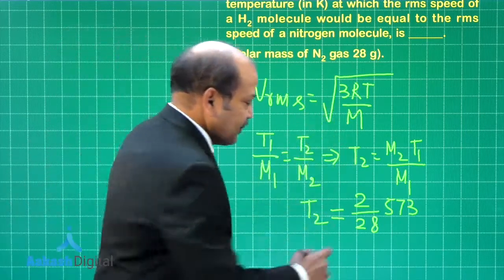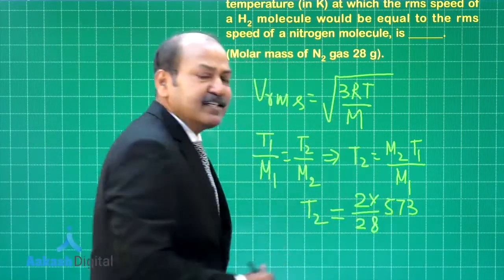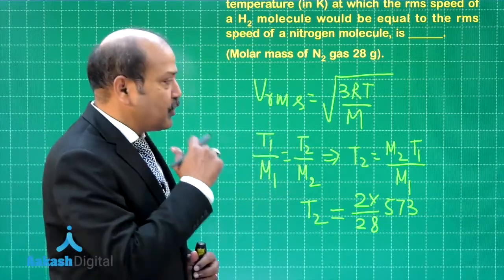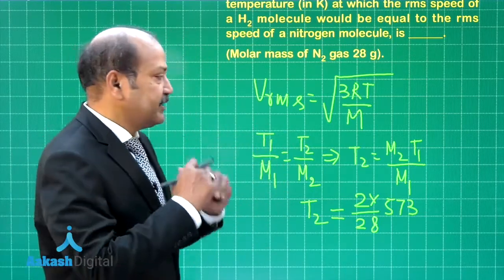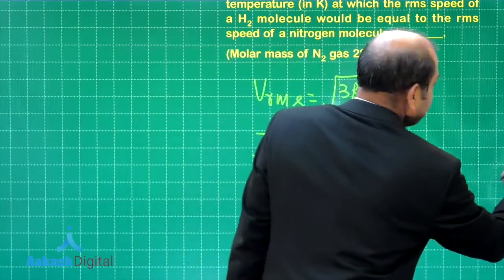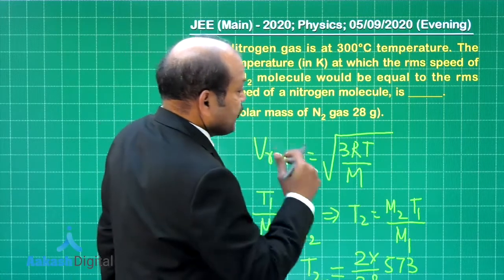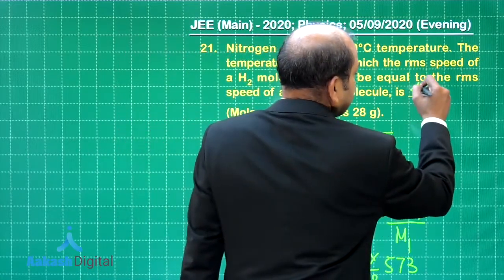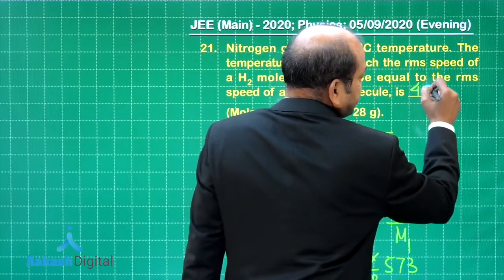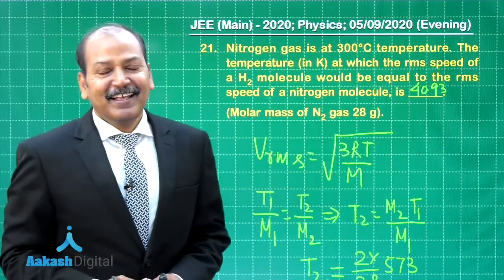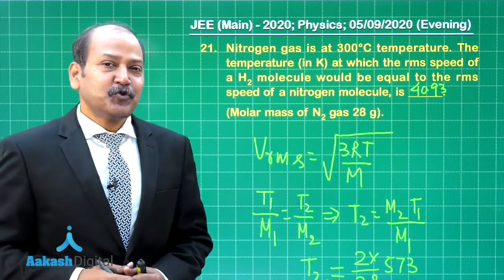Now it is a matter of doing some multiplication and division. This will turn out to be equal to 40.93 Kelvin. So, our answer to the question is 40.93. Let us fill up 40.93. It is time now to go to question number 22.